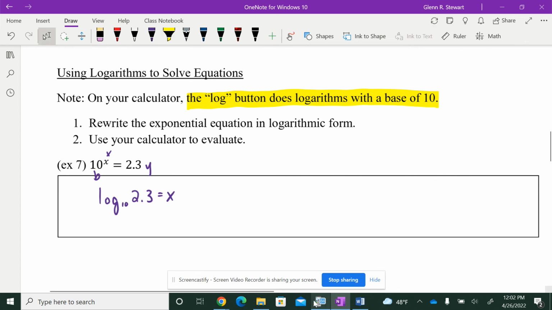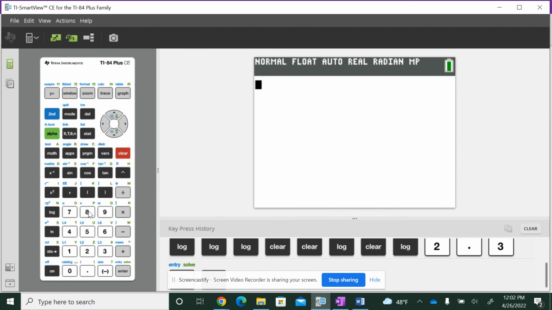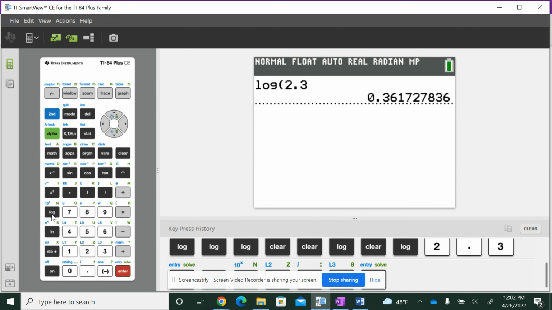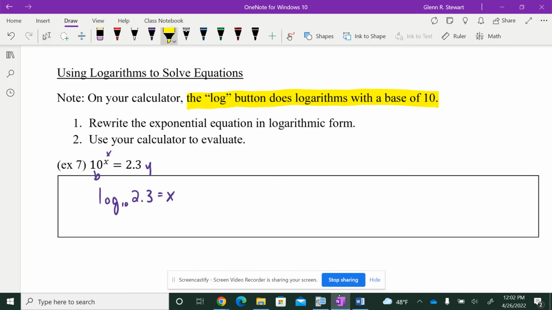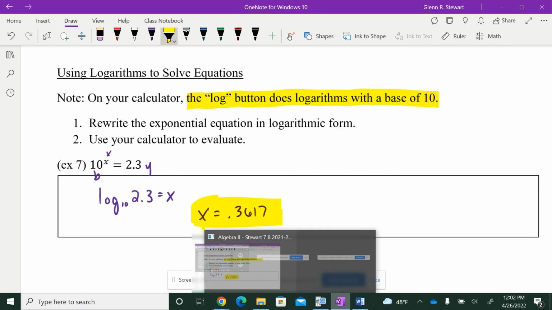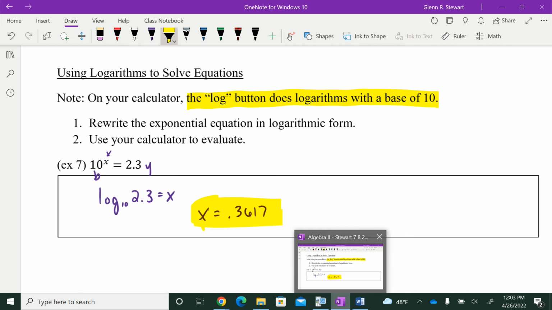So on your calculator, there should be a log button. So you'll hit the log button. You'll type in 2.3, hit enter, and there's your answer. Now, for the sake of this problem, we're just going to round to the fourth decimal. So 0.3617. So x is equal to 0.3617. And then that's that.